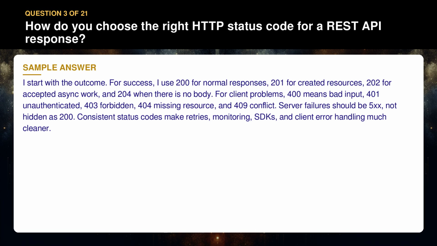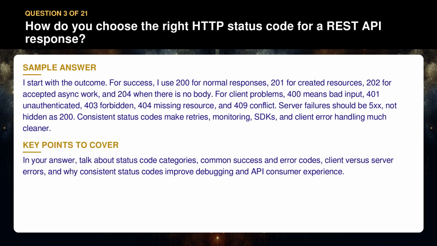Consistent status codes make retries, monitoring, SDKs, and client error handling much cleaner. In your answer, talk about status code categories, common success and error codes, client versus server errors, and why consistent status codes improve debugging and API consumer experience.